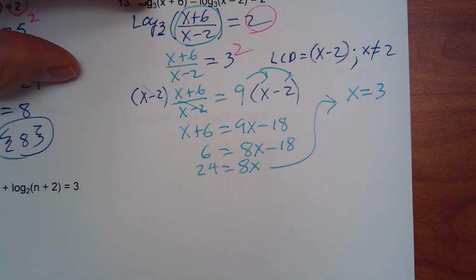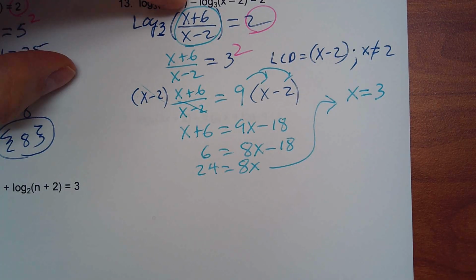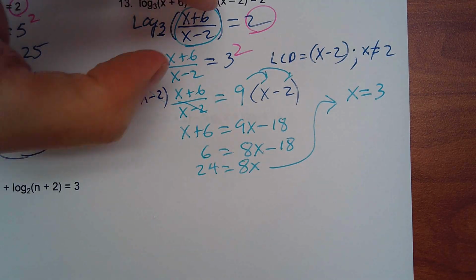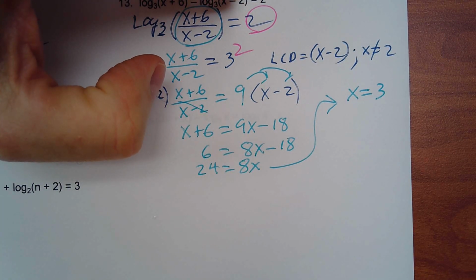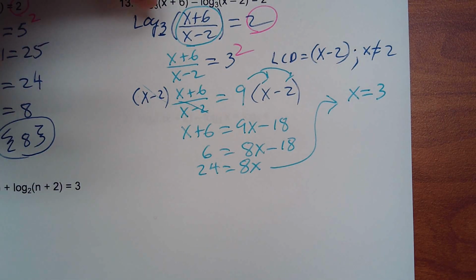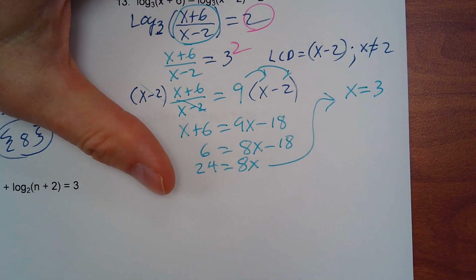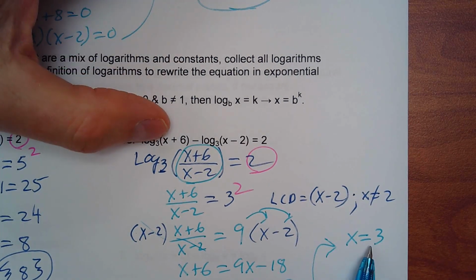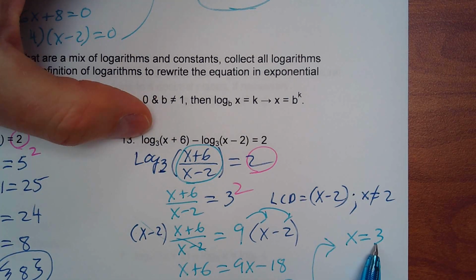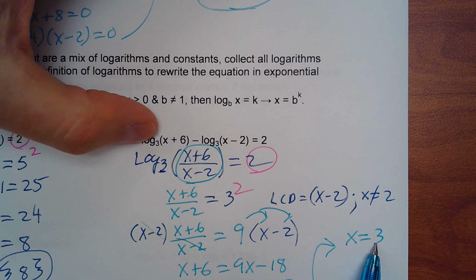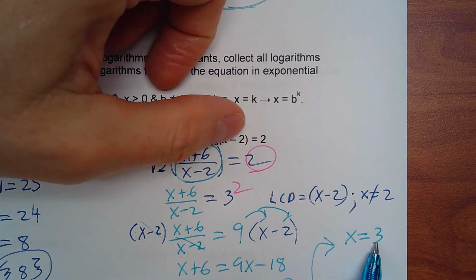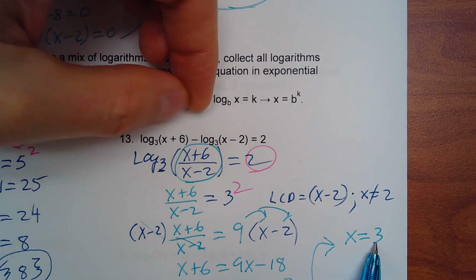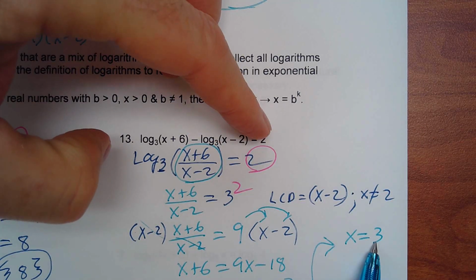So let's check it. 3 plus 6 is 9. So log base 3 of 9, that's actually equal to 2. 3 minus 2 is 1. Log base 3 of 1 is 0. So 2 minus 0 equals 2. It does check. So if you plug back here, 3 plus 6 is 9. Log base 3 of 9, same as log base 3 of 3 squared. That gives me 2. 3 minus 2 is 1. Log base 3 of 1 is 0. 2 minus 0 equals 2. So it does check.